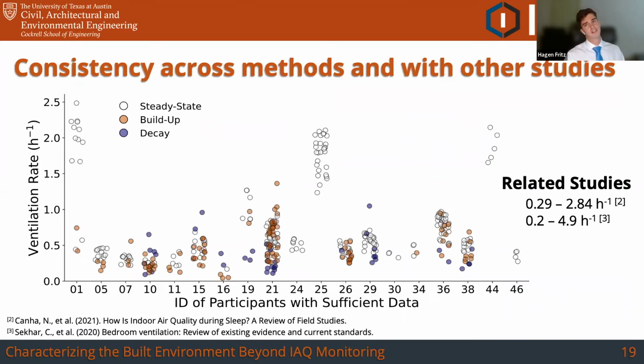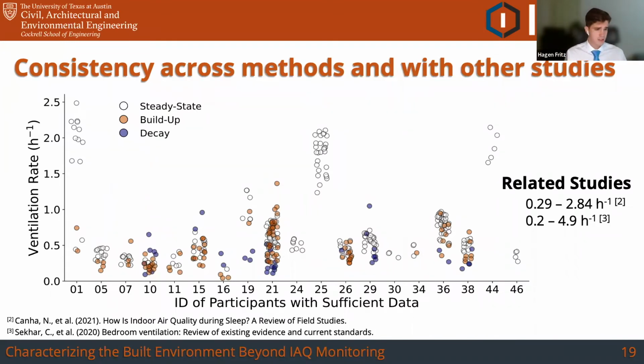And so these are the ventilation rates that we were able to estimate. In white, that's the steady state estimate. In burnt orange, that's the buildup. And in navy blue, that is the decay estimate. I'm showing you the ventilation rates in inverse hours. What that essentially means is that for a ventilation rate of 1 inverse hour, the whole volume of your space is completely replaced by a whole new volume of air.